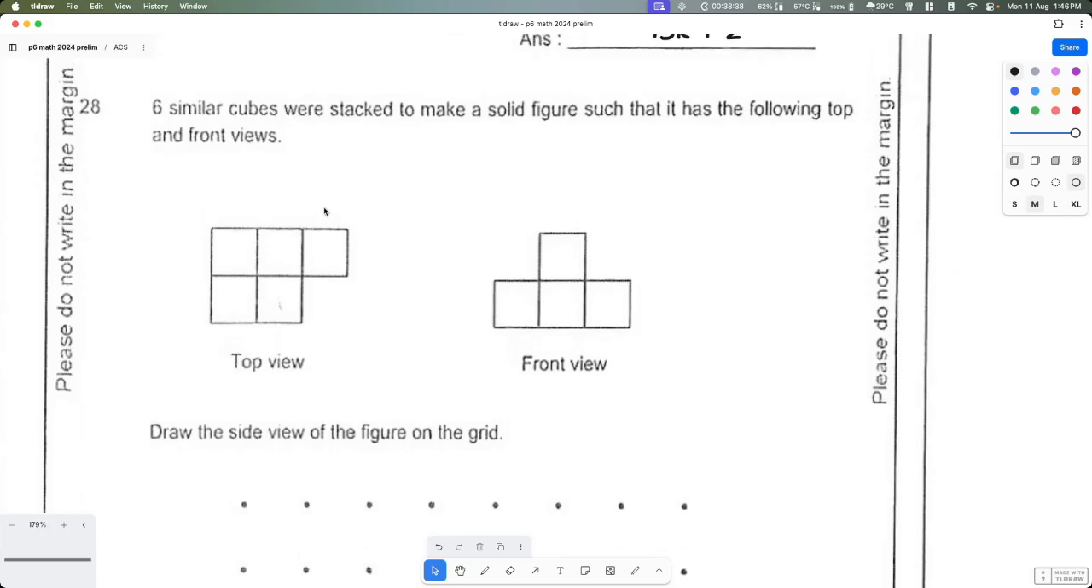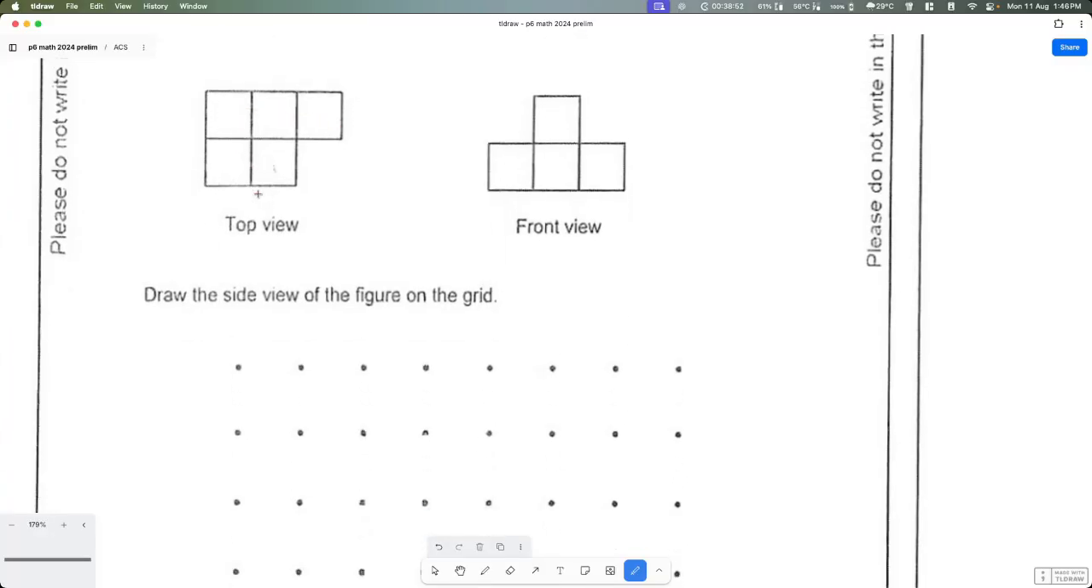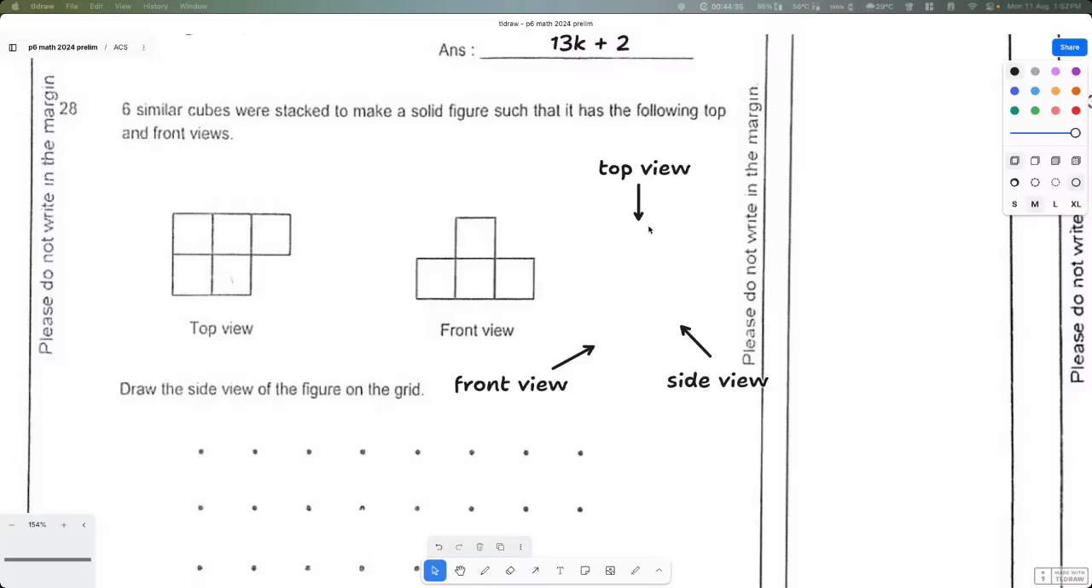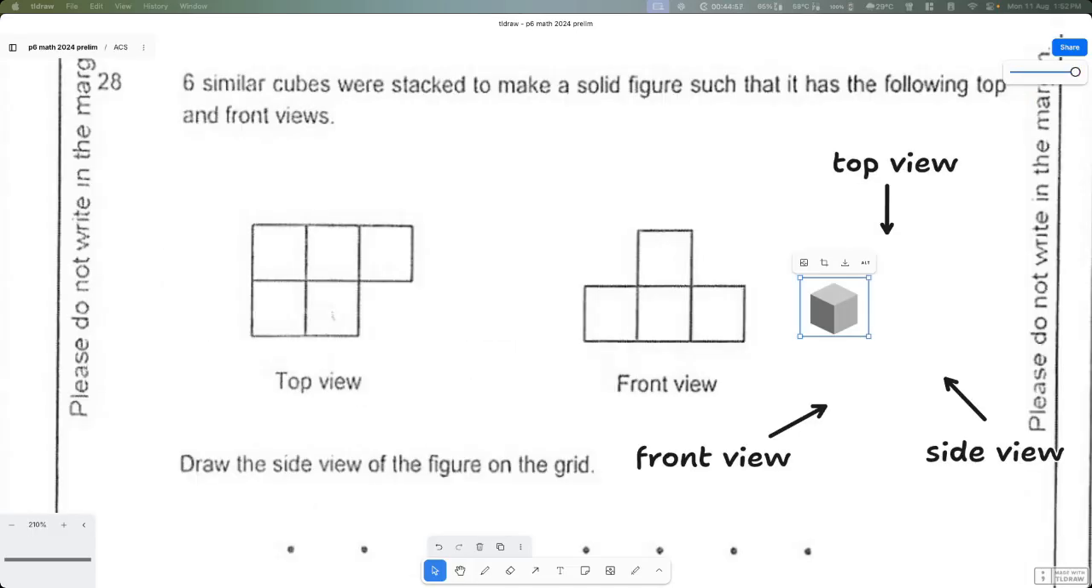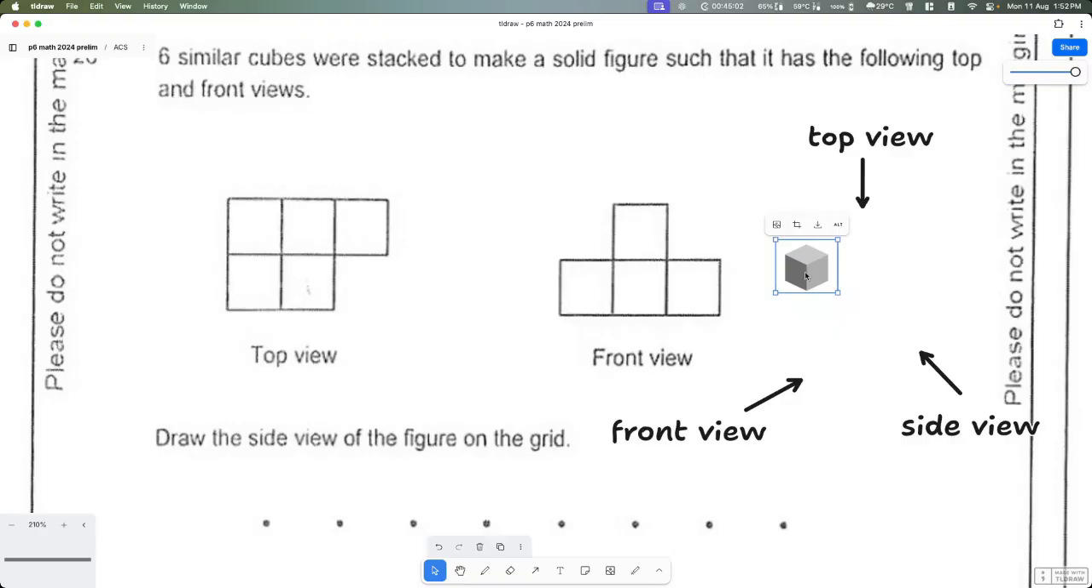Question number 6 over here. 6 similar cubes were stacked to make a solid figure such that it has the following top and front views. So we have the top view over here and then the front view over here. What I'm going to do is draw the different cubes over here. So we have the top view, the front view, and the side view. I'm going to draw the top view first because it's easy. So remember we have 6 cubes, right? So we have 1, 2, and then 3.